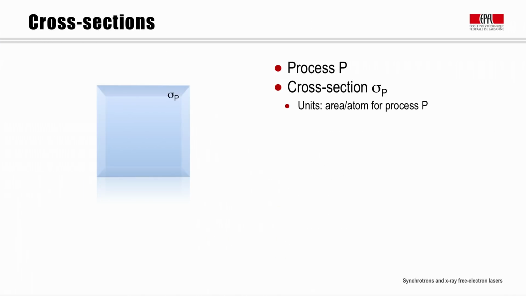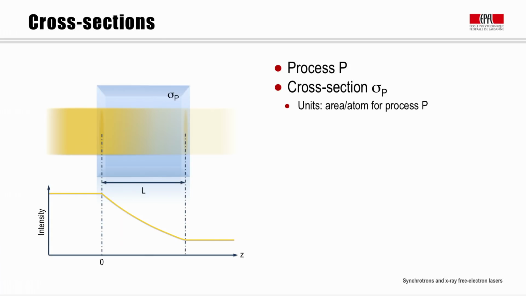Let's now begin by discussing the concept of cross-sections and attenuation lengths. Consider a process P, as yet undefined, occurring when X-rays pass through a block of material of depth L containing a number density ρA of atoms responsible for this process. Each atom has a cross-sectional area σP associated with the process. Due to this process, the beam intensity will exponentially decay as photons are removed or scattered from the beam as it travels through the medium.